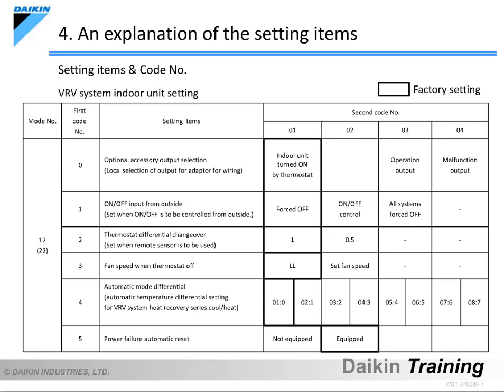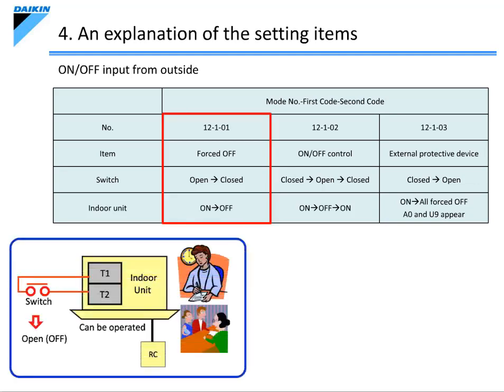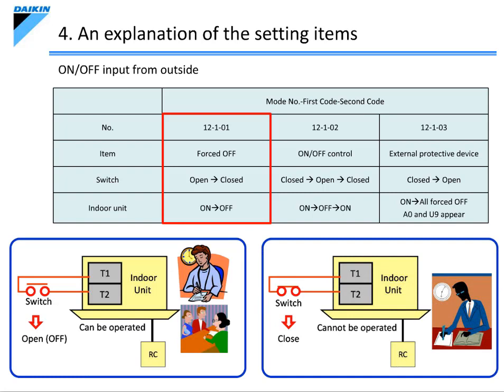Let's now learn about the other field setting items. Let's start with mode number 12.1, the on-off input from outside. The default setting of 12.1.01 allows for operation from the remote controller when the indoor unit T1, T2 terminal is open. When there is a short circuit in this terminal, the indoor unit will stop operating and cannot be restarted from the remote controller.